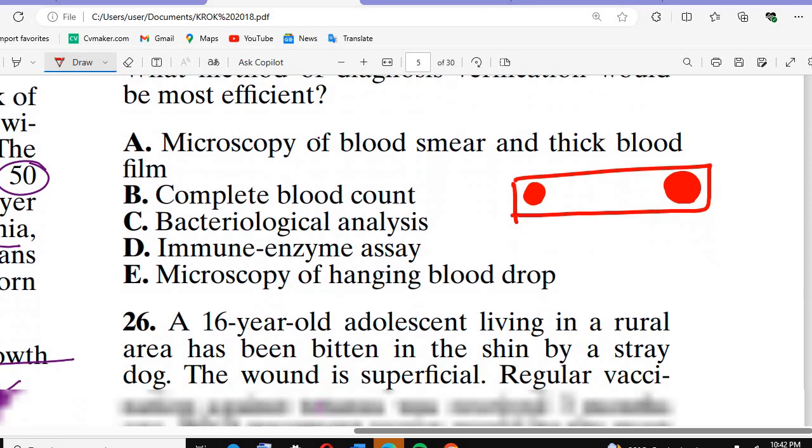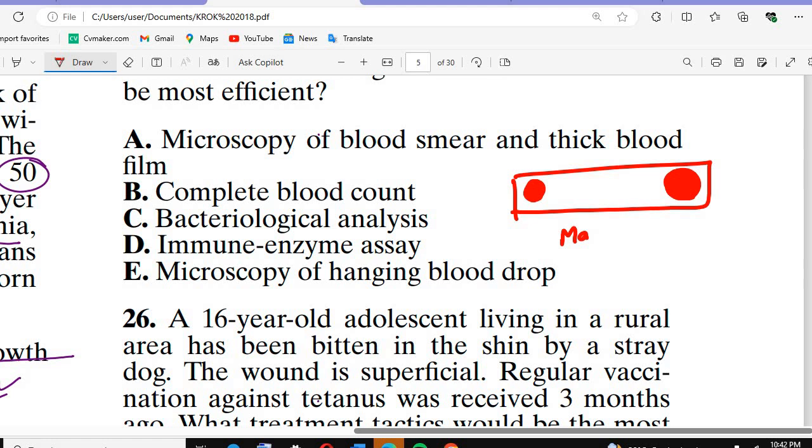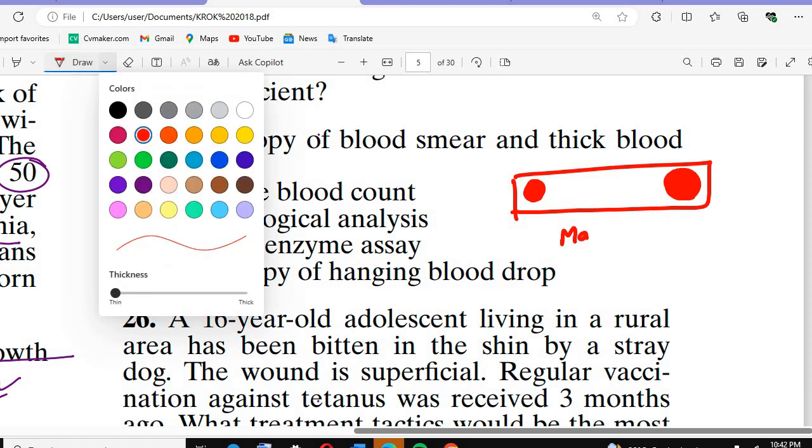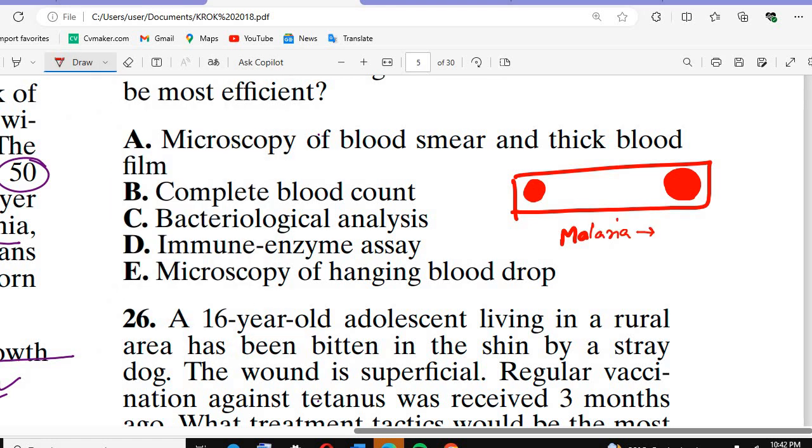Okay, so remember malaria. First of all, you should know what it is caused by. It is caused by Plasmodium, of which there are 4 species. Out of these 4 species, remember Plasmodium falciparum is a very dangerous one. There are also Plasmodium malariae and Plasmodium vivax, but falciparum is the very dangerous one.